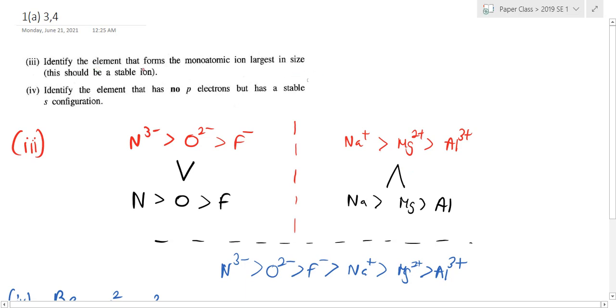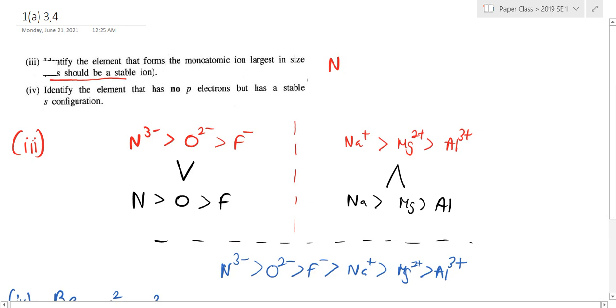Identify the element that forms the monoatomic ion largest in size, which is in the second group, second period. They are asking about the second period, second row. Therefore, nitrogen is the one. There should be a stable ion. They have mentioned that. Therefore, N3 minus is the largest ion, so you should write nitrogen here.